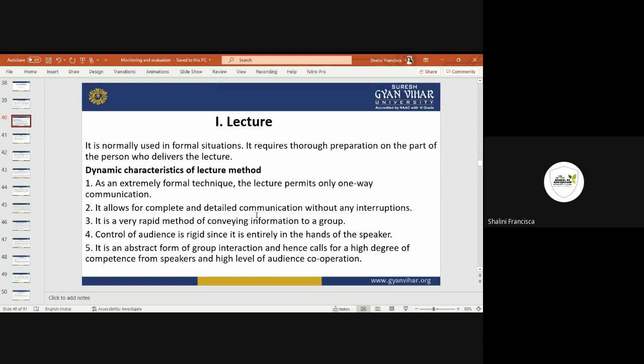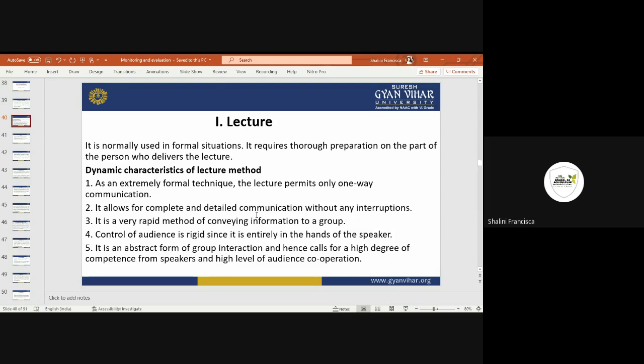So the first one is lecture. It is normally used in formal situations. All the formal institutions, that is formal education, provide lectures in a formal infrastructure with a curriculum that follows. So a lecture gives an overview of what is exactly going on and what the topic is. The theoretical presentation of the lecture.